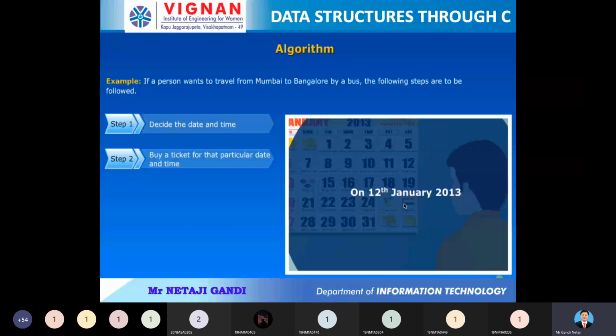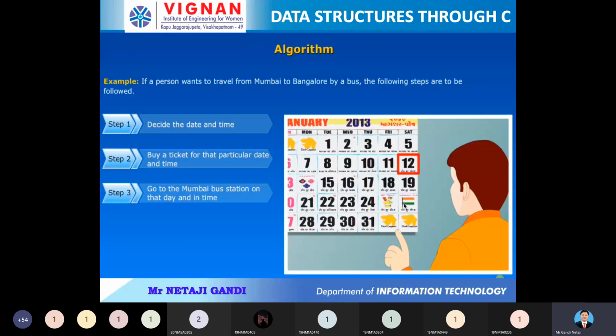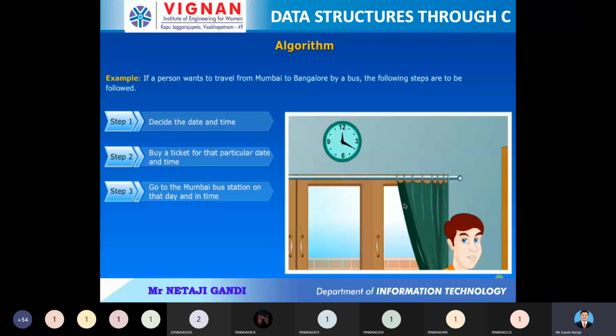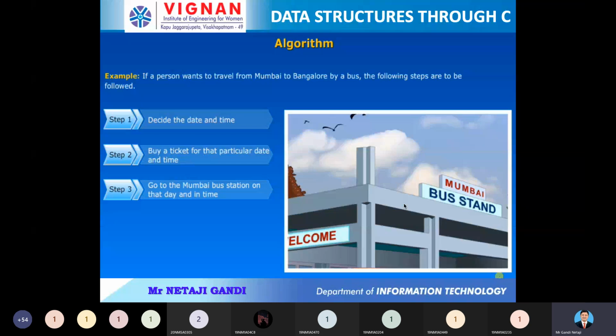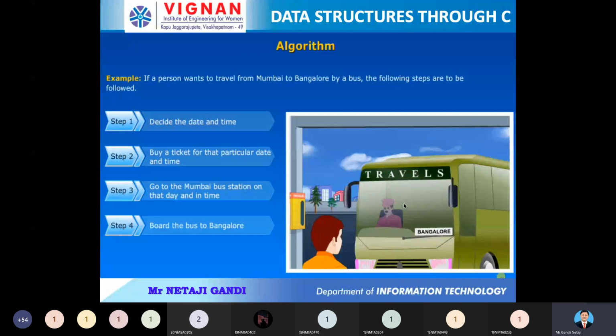What is the third step? On the particular day, we have to remember to go to the Mumbai bus station. So on the particular 12th October, we go to the bus station. That is how we remember the time: one hour before, we go to the station. Once we reach the Mumbai bus station, the bus is boarded.